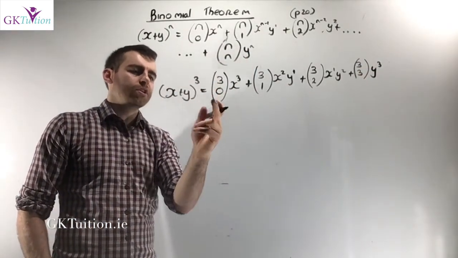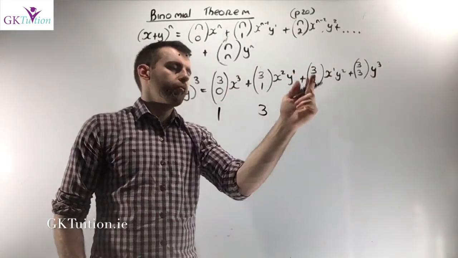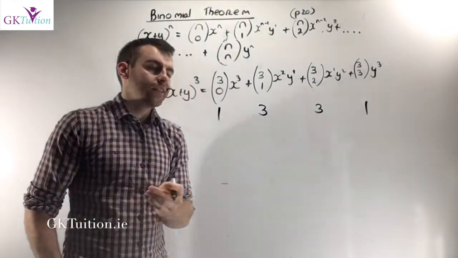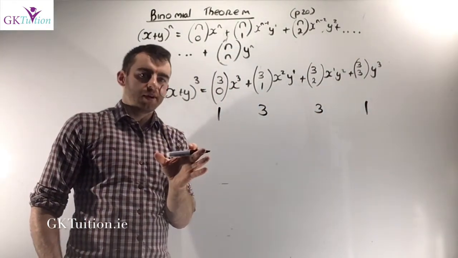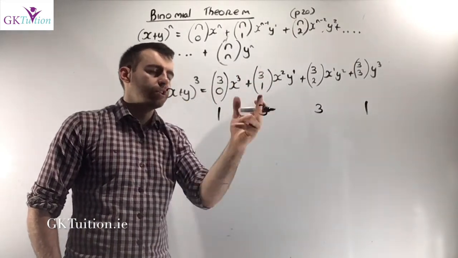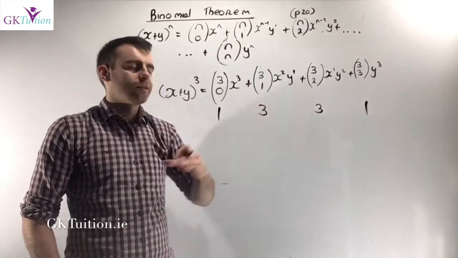First of all, 3 choose 0 is 1. 3 choose 1 is 3. 3 choose 2 is 3. And 3 choose 3 is 1. That is the exact same as the fourth line in Pascal's triangle. So these choose values, the way we're doing that, that's just Pascal's triangle. It's just the fourth line in Pascal's triangle.